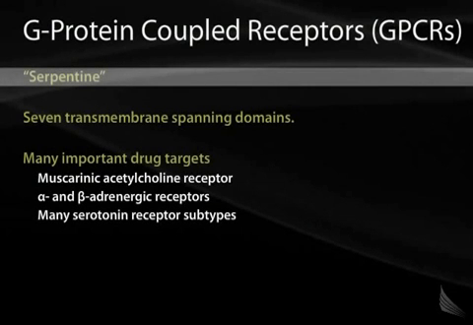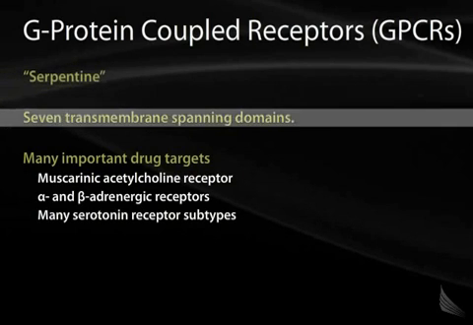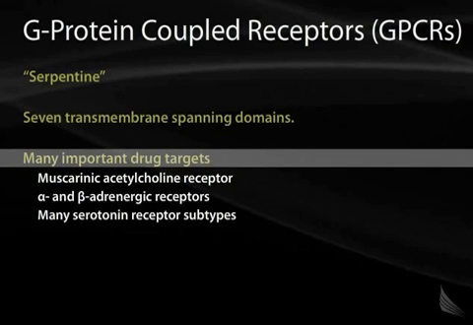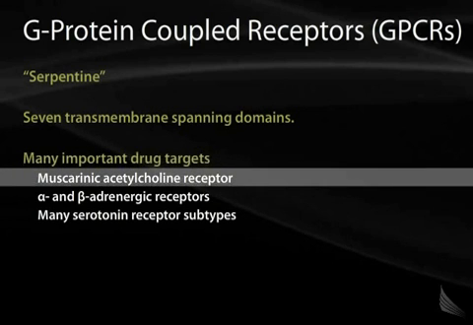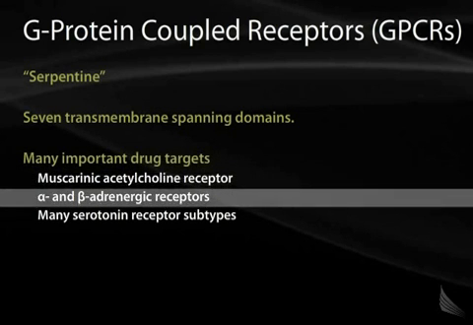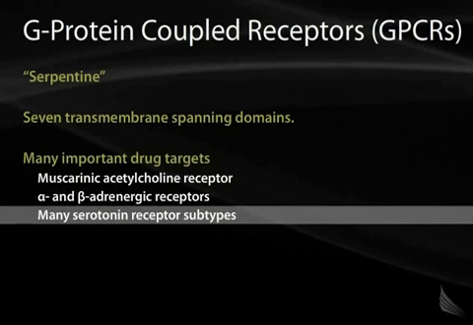G protein coupled receptors are generally referred to as serpentine, and if we can go back briefly, you can see that this receptor here actually spans the membrane similar to a snake. That's why it's referred to as serpentine. Most G protein coupled receptors have 7 transmembrane spanning domains. However, not all G protein coupled receptors have 7 domains. These G protein coupled receptors are very important drug targets. Some of them include the muscarinic receptor, the alpha and beta adrenergic receptor, and a few of the serotonin receptor subtypes are G protein coupled.